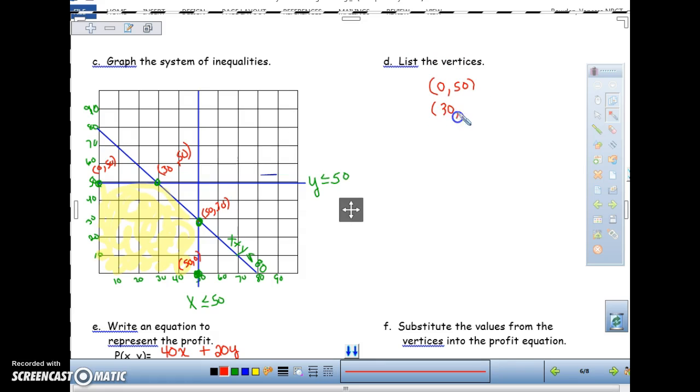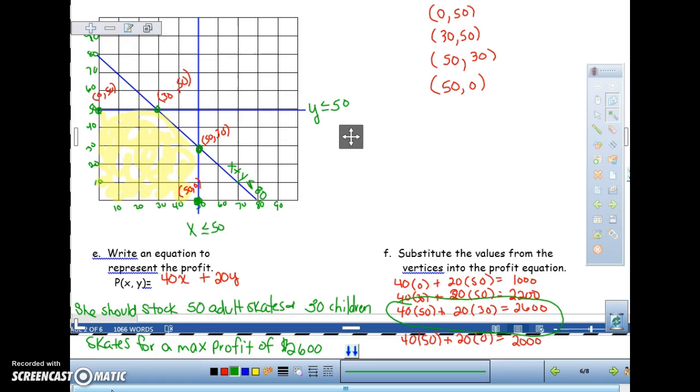So we just recopy all of our corner points over here. These are all the possibilities in order to maximize the profit. Now remember, the thing that could happen is any point in here would make all the inequalities true, but if we want to maximize, it's going to happen on a corner point or a vertices. So we're going to take each one of these and substitute it into the profit equation and see which one gives us the largest. All right, so there we have it. She should stock 50 adult skates, 30 children's skates, so that she can maximize her profit of $2,600.